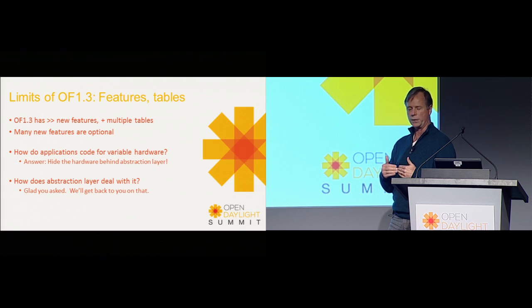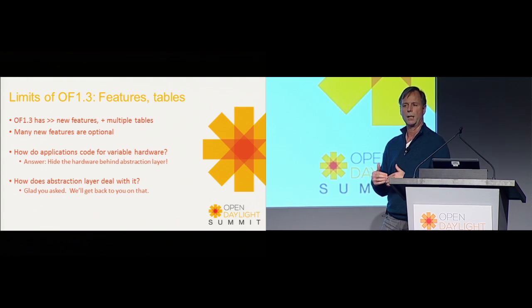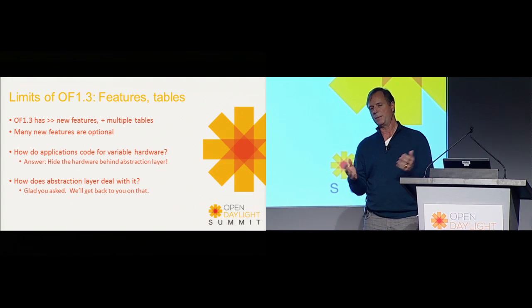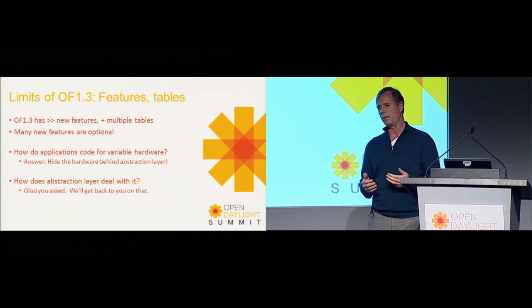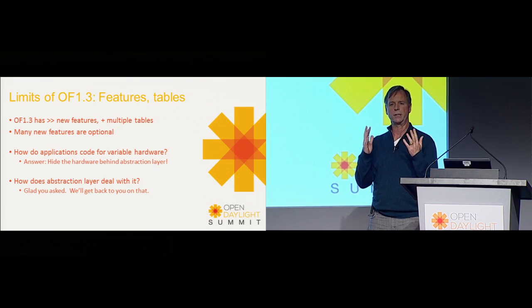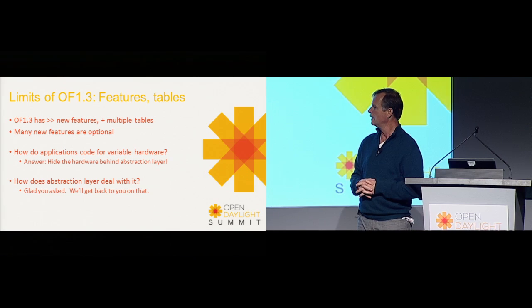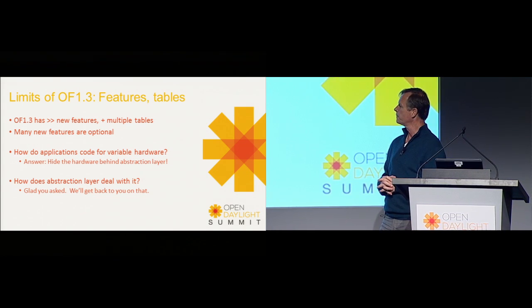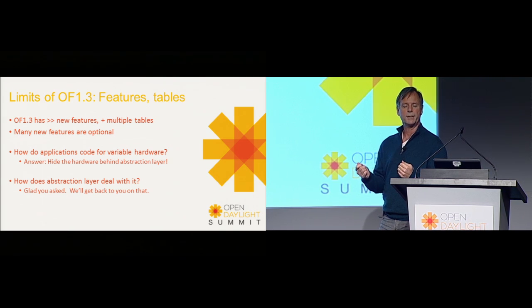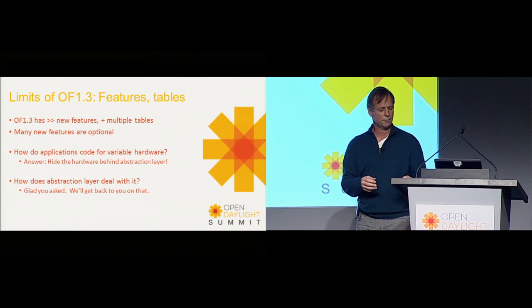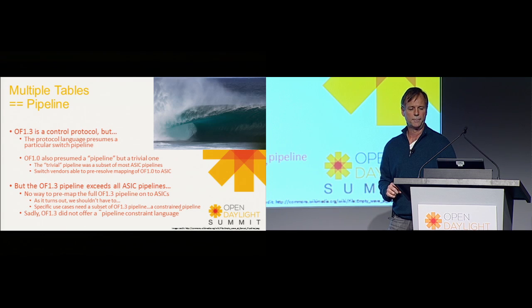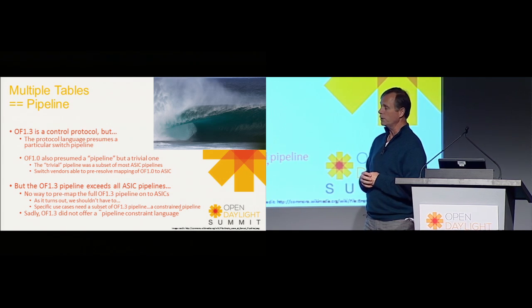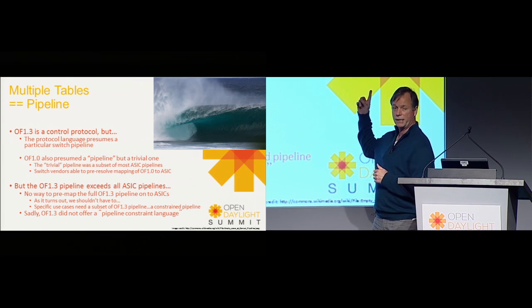What we really want to do, of course, is hide the hardware under an abstraction layer. People don't want to code directly to hardware. It's not really best to expose flow entries up to all the applications. And across diverse hardware, there's going to be different flow entries in different tables. So how are we going to deal with that in the abstraction layer? That's the point of this talk. And we're glad you asked, but hold that thought. So yeah, multiple tables is a pipeline. That's kind of a dynamic pipeline.